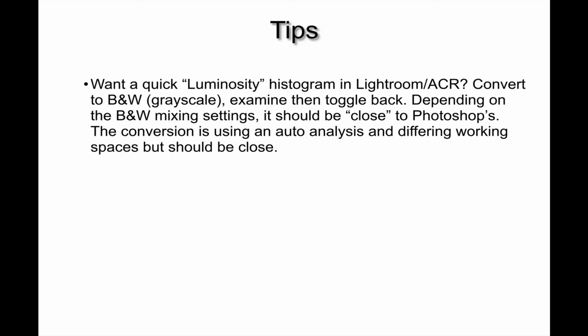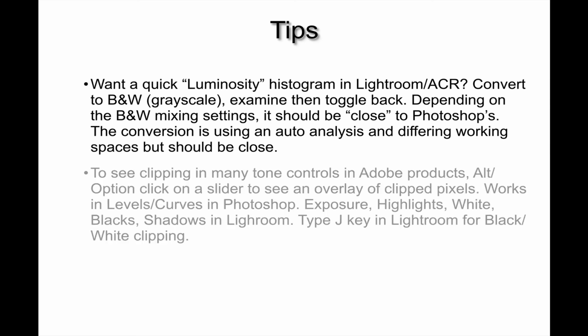A few tips. If you want a quick luminosity histogram in Lightroom and Camera Raw, that option, unlike Photoshop, is not available. So what you can do is simply click on the Convert to Grayscale conversion, and that'll give you a pretty good idea of what the luminosity histogram should look like. It's not going to be exactly the same as Photoshop's because the processing path and data is different. Since we don't really have a luminosity histogram in Camera Raw or Lightroom, you can toggle back and forth very quickly and get an idea of what you would be getting if you had such a histogram.